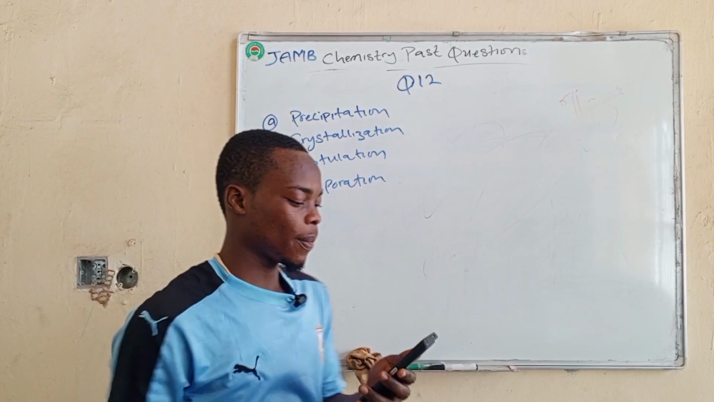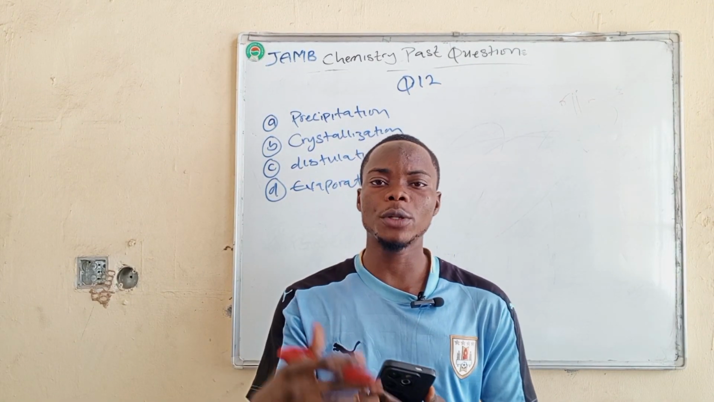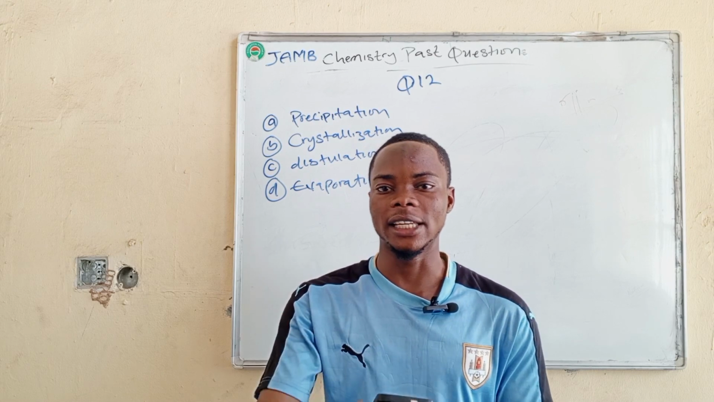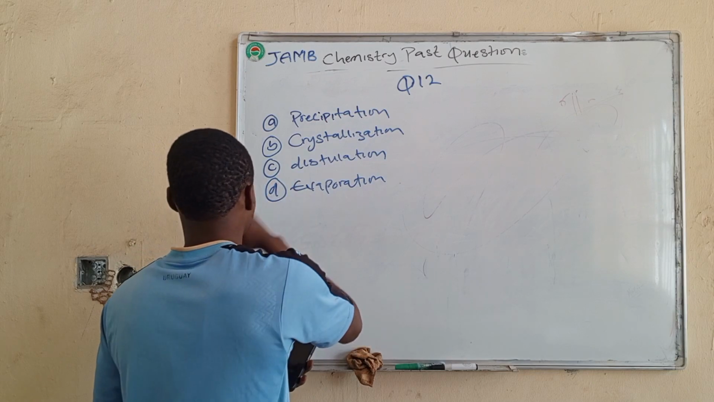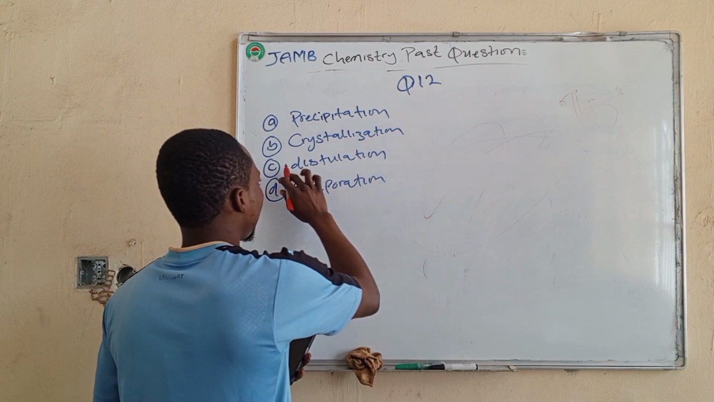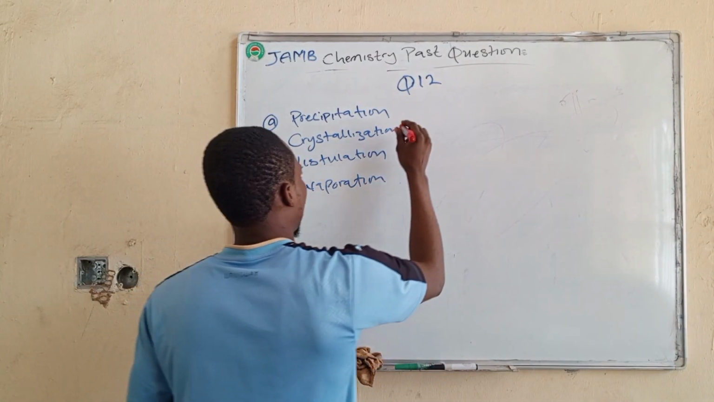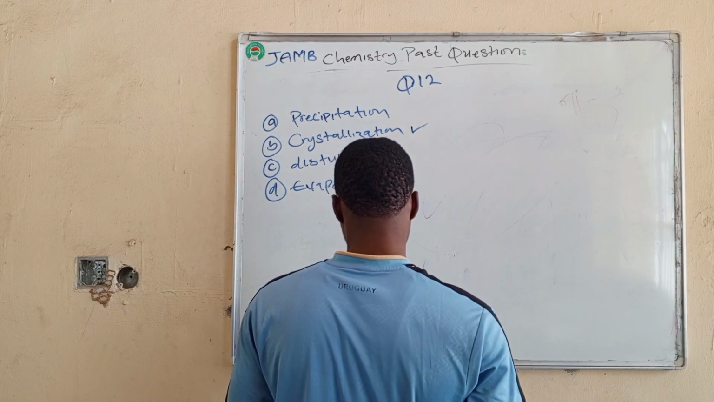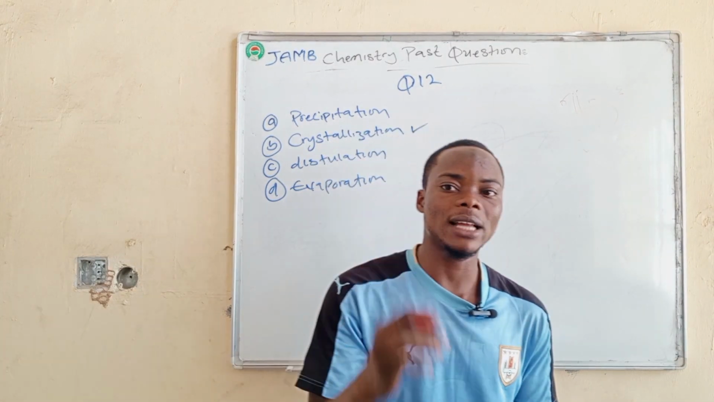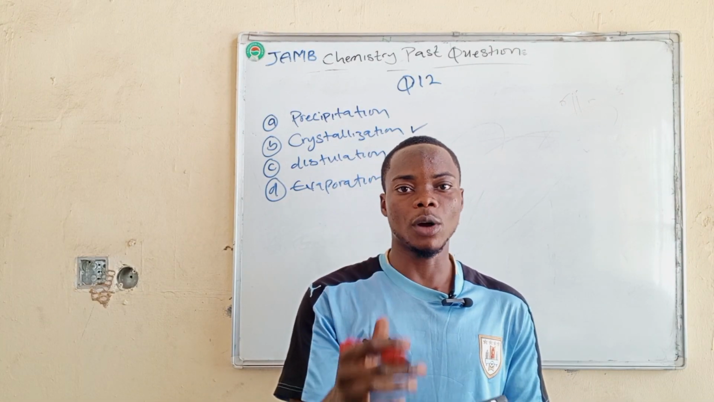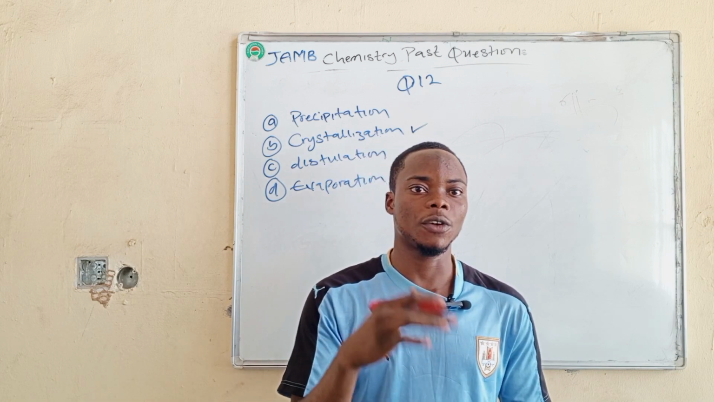Question number 12. Sugar is separated from its impurities by what process? By what separation technique? Option A is precipitation. B is crystallization. C is distillation. D is evaporation. So the answer to the question is crystallization. What is crystallization? Crystallization is the process of converting a liquid substance into solid crystals. So that's the definition of crystallization.